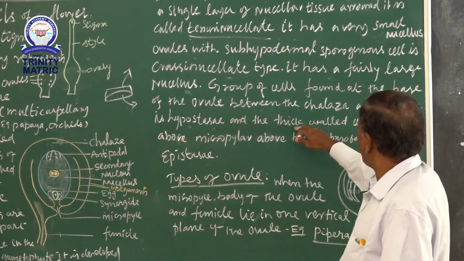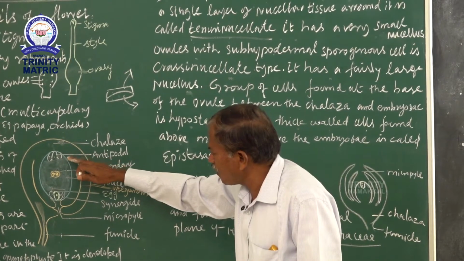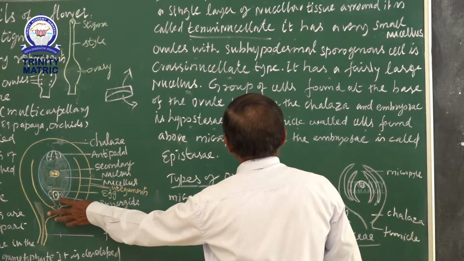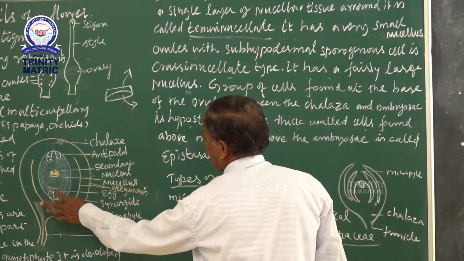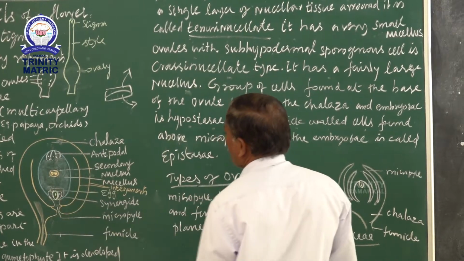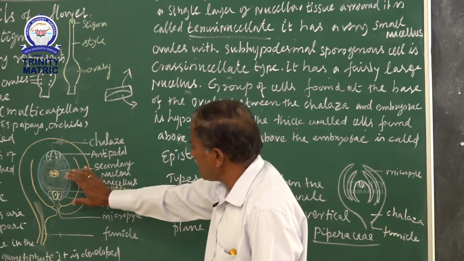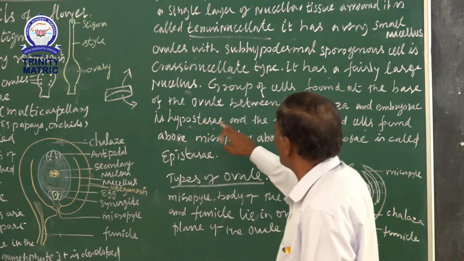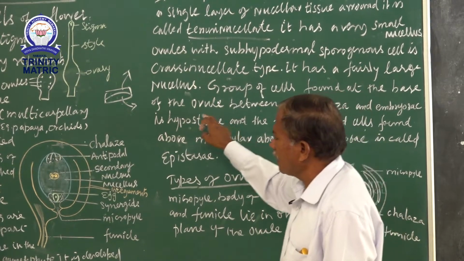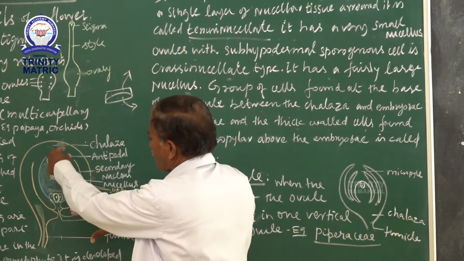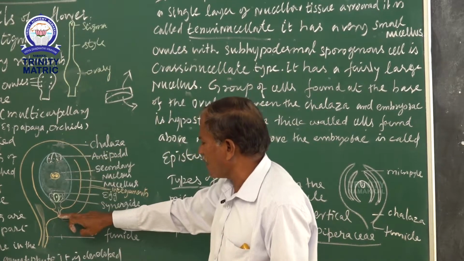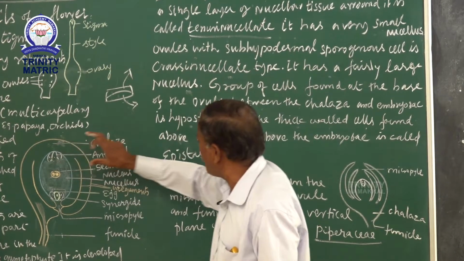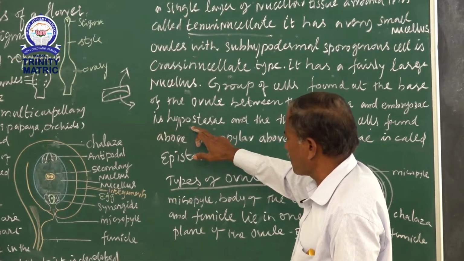And thick walled cells found above the micropyle and embryo sac. So a group of tissue, a group of cells formed between the chalaza and embryo sac is called a hypostasis. When you see this in reverse position, the lower portion is called the upper portion. So when the tissue is located in the lower part, it is called a hypostasis.